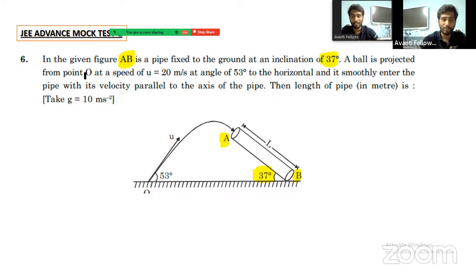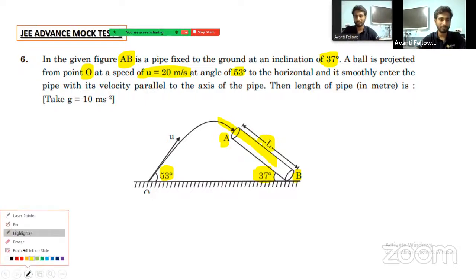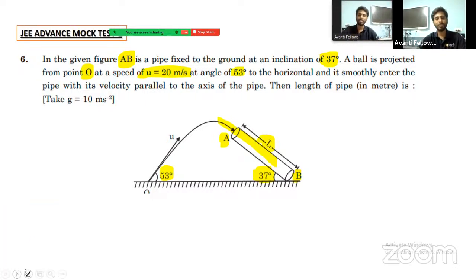A ball is projected from point O, from another point O, at an angle of 53 degrees, and its velocity will be 20 meter per second. 20 meter per second, right? Then look, if that ball will smoothly enter the pipe, it has to enter inside the pipe, then what should be the minimum length of this pipe? What should the length of the pipe be? This is the question, right?